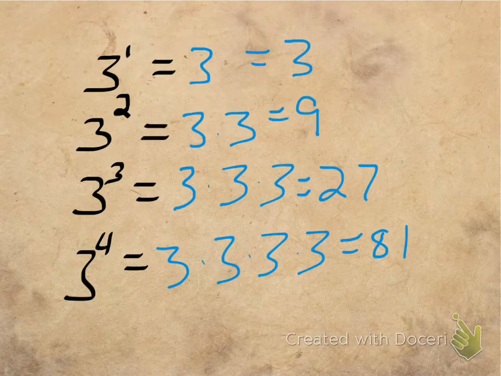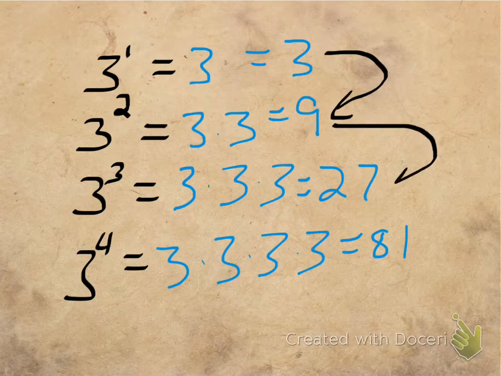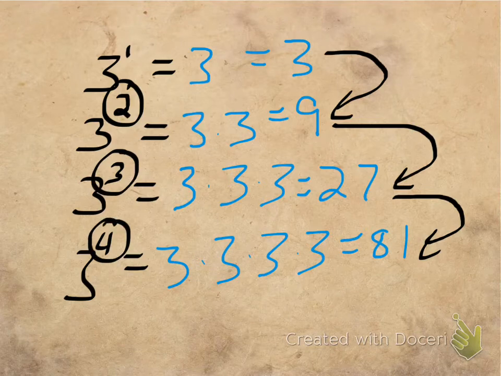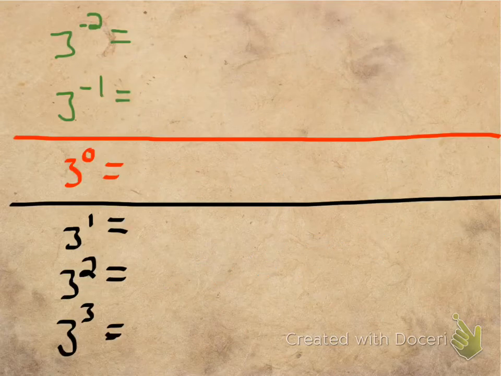Now you see what's happening. There's a pattern here. If I multiply this answer by 3, I get 9. If I multiply 9 by 3, I get 27. If I multiply 27 by 3, I get 81. So every time that we add a power, we're multiplying by one more 3. See? Multiplying by one more. It's an important pattern, a pretty simple pattern that you need to look for. It's really important in this next slide.